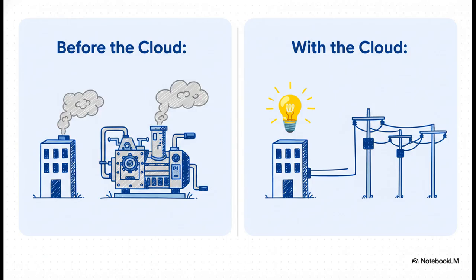Think about it. Before the cloud, a company kind of had to run its own power generator. They had to buy it, maintain it, and fuel this massive, complex, and super expensive machine. But with the cloud, it's just like plugging into the grid. You flip a switch, you use exactly what you need, and you only pay for what you use. It is, no exaggeration, a total game changer.